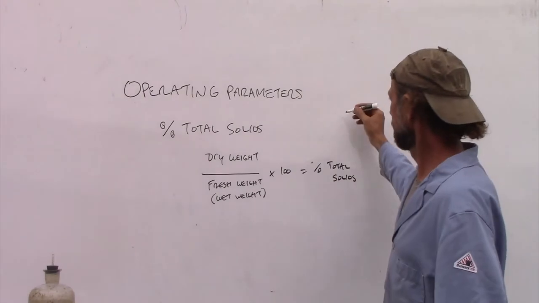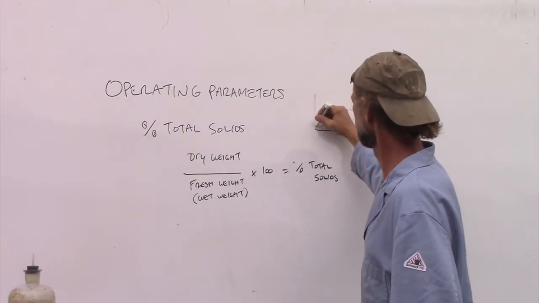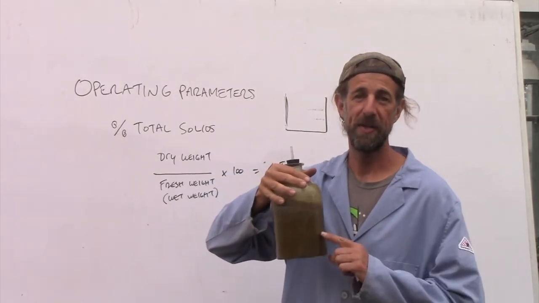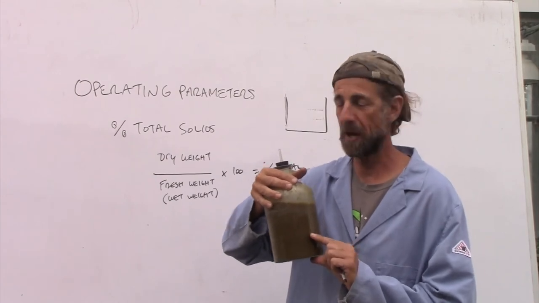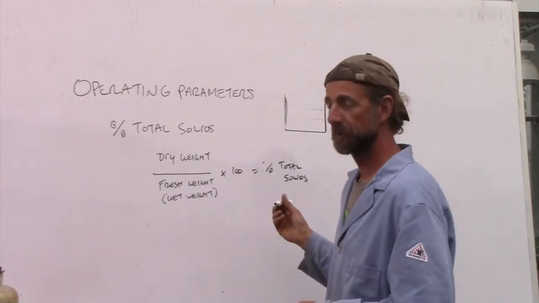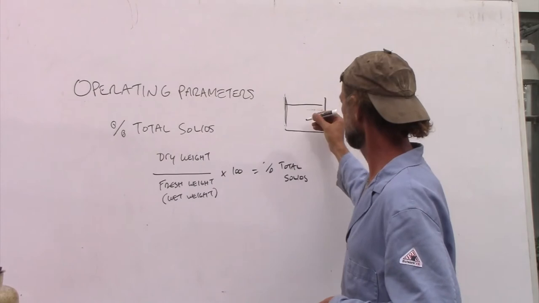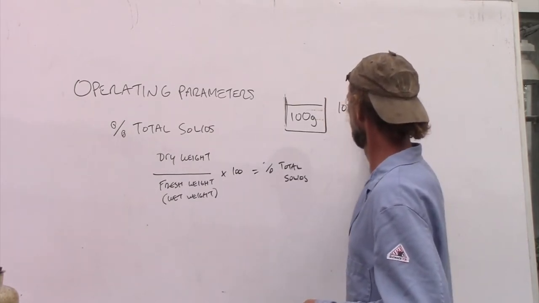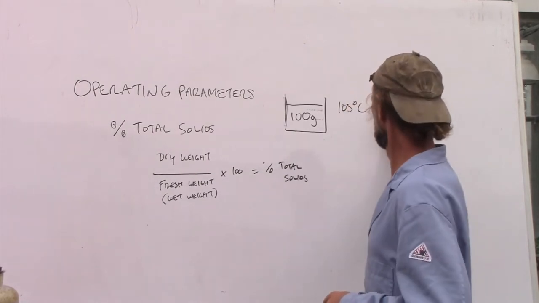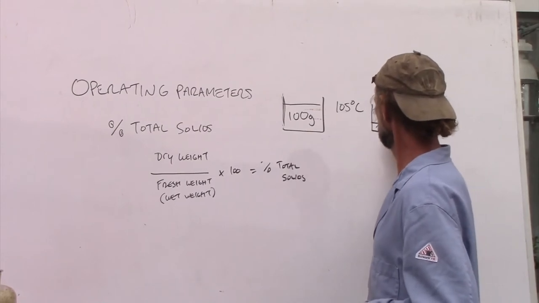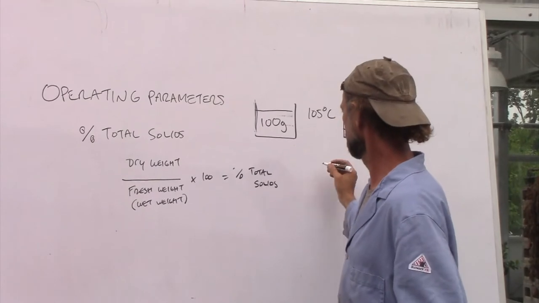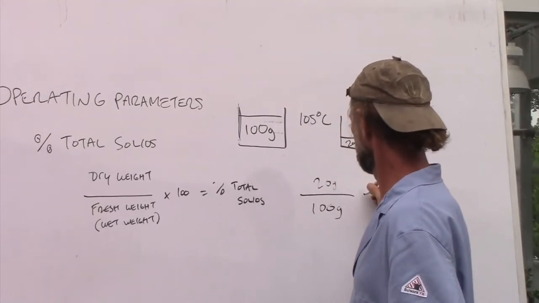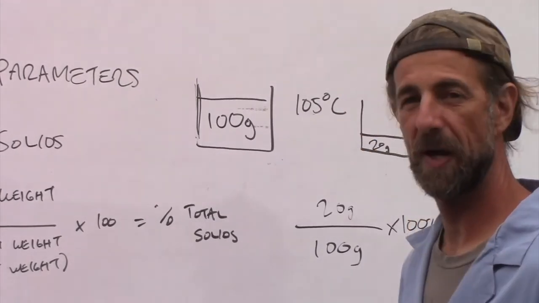Let's imagine we had a mixture of cow manure and water. If you picture this, there's water in there, and that doesn't count towards the solids. And then there's cow manure fibers. Those are what the microbes are going to eat and turn into biogas. Let's say we took this and weighed it for starters, and it weighed 100 grams. Then we dried it overnight at 105 degrees Celsius, and now it weighs 20 grams. So if we take our fresh weight, 100 grams, on the bottom of the fraction, and our dry weight on the top, times 100%, now we've got 20% solids.